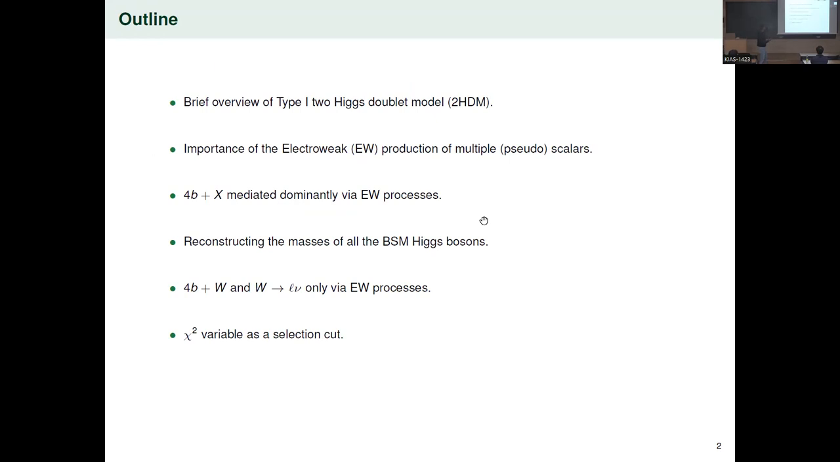This will be useful to reconstruct the masses of all the BSM Higgses in type 1 two-Higgs-doublet models. After that, I will talk about the 4b+W, where W goes to the leptonic channels. So this final state can be achieved only through the electroweak process. And finally, I will talk about the chi-square variable, which is used to discriminate the signal from the background.